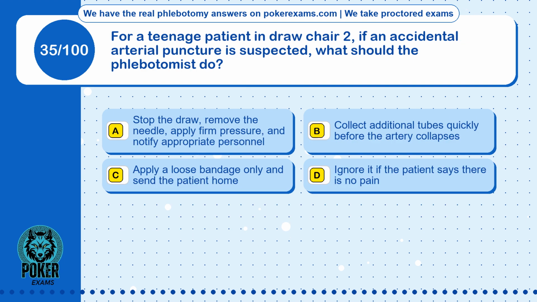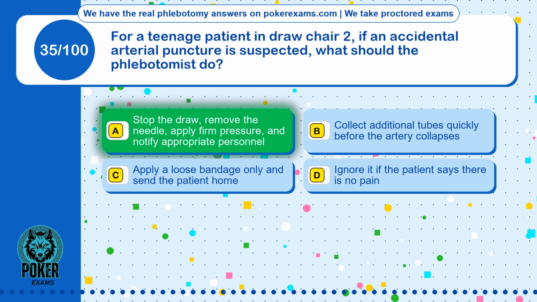Question 35. For a teenage patient in draw chair 2, if an accidental arterial puncture is suspected, what should the phlebotomist do? Option A. Stop the draw, remove the needle, apply firm pressure, and notify appropriate personnel. Option B. Collect additional tubes quickly before the artery collapses. Option C. Apply a loose bandage only and send the patient home. Option D. Ignore it if the patient says there is no pain.